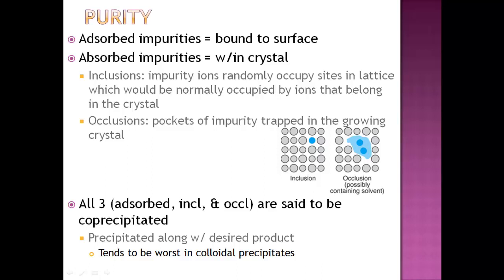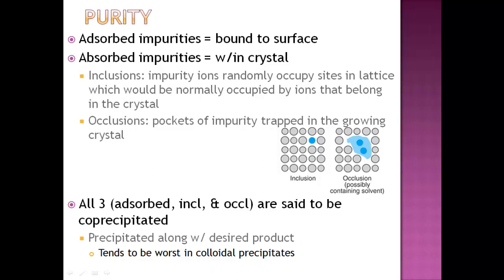The book mentions that co-precipitation actually tends to be worse in colloidal precipitates. We know what a colloid is now. So in colloidal precipitates, they tend to be worse. The whole point here is to try to get your crystals or your precipitates as pure as possible, right? And all the things that we can do to help it would be great.